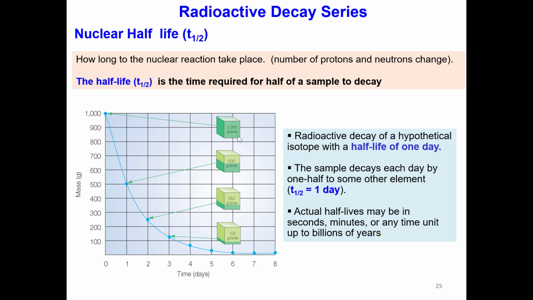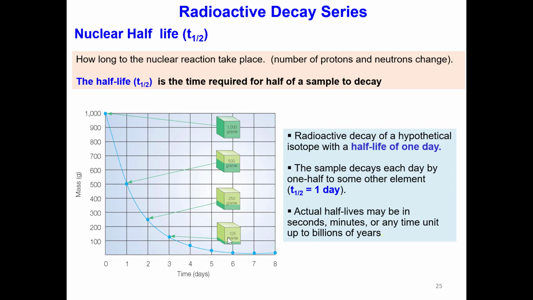You can see the initial amount of sample is 1000 grams. Because the half-life is 1 day, after 1 day, the sample will be reduced in half. After another day, this sample will be reduced in half. Then now we have 250. And after another 1 day, the sample will be reduced in half.